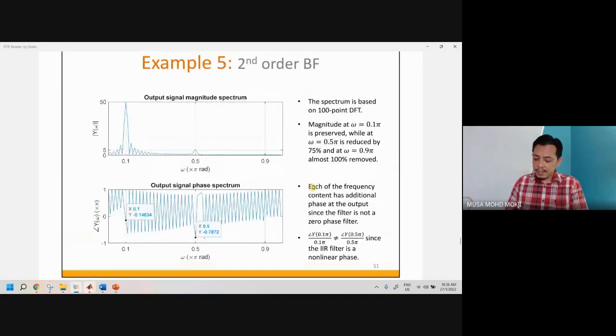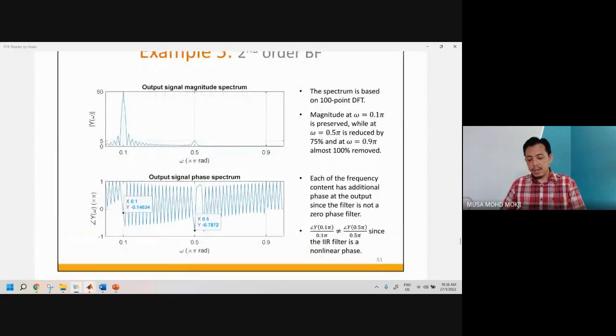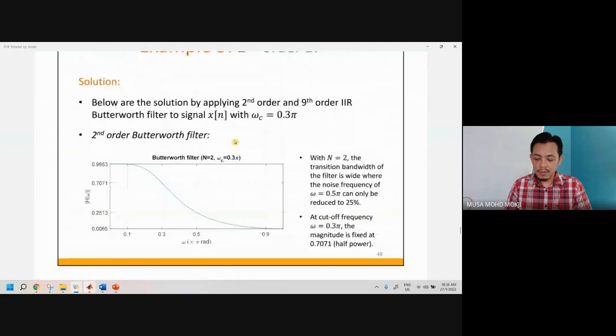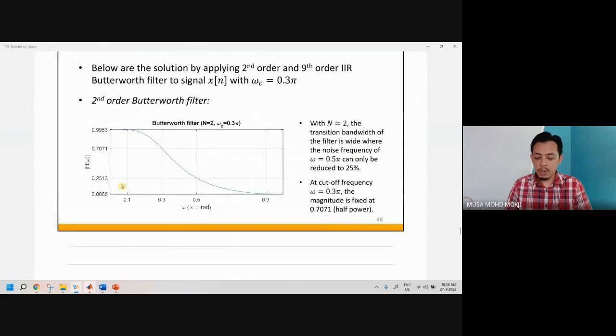Looking at this, this is actually the third one, which is the output, because spectrum analysis is supposed to be on the input, identifying the desired and unwanted signal, and then we look at analysis on the filter. So this is the analysis on the filter. We already know that this filter is going to preserve the 0.1 pi, remove 0.9 pi, and reduce the 0.5 pi to 25%.